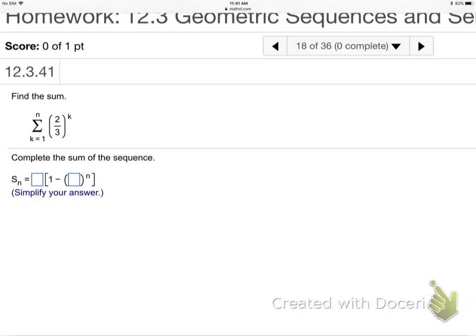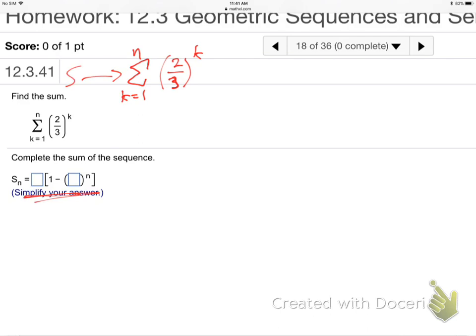All right, so we're back to the sigma notation, which you know means sum, from k equals 1 to n of 2/3 to the k. Okay, so again they're asking me to put it in the S sub n. So let me write, and certainly this is a big Greek S.